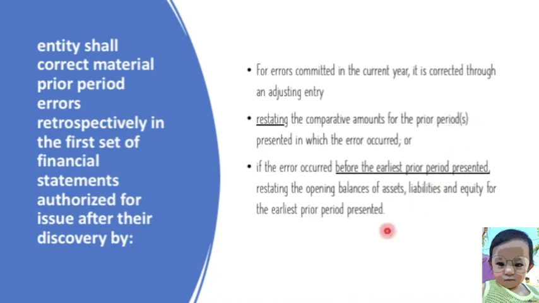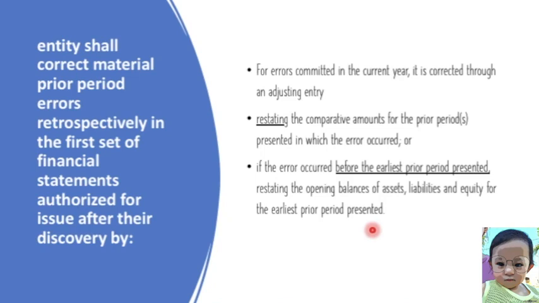Now, what if these are errors which refer to years before the immediately preceding year? So what the standard requires you to do is you present a third balance sheet. For the current year, you have December 31, 2020. For the immediately preceding year, you have December 31, 2019. The third balance sheet will be dated January 1, 2019, not December 31, 2018. It will be January 1, 2019.